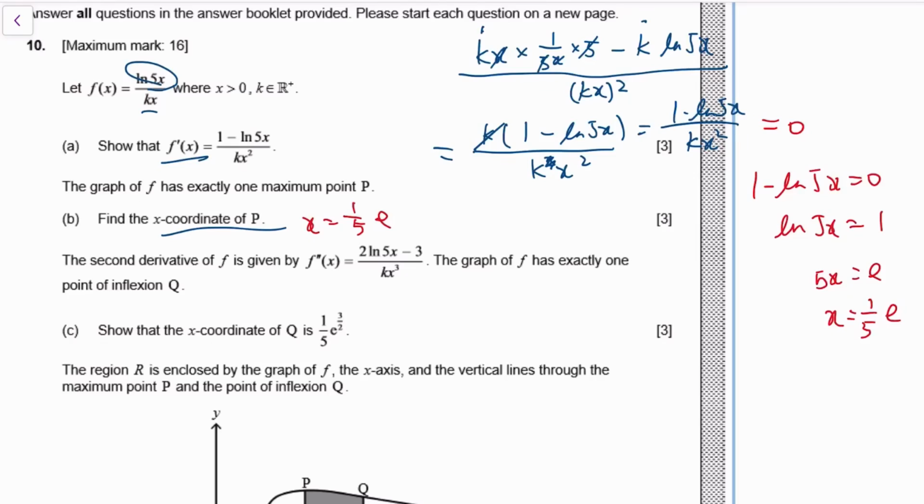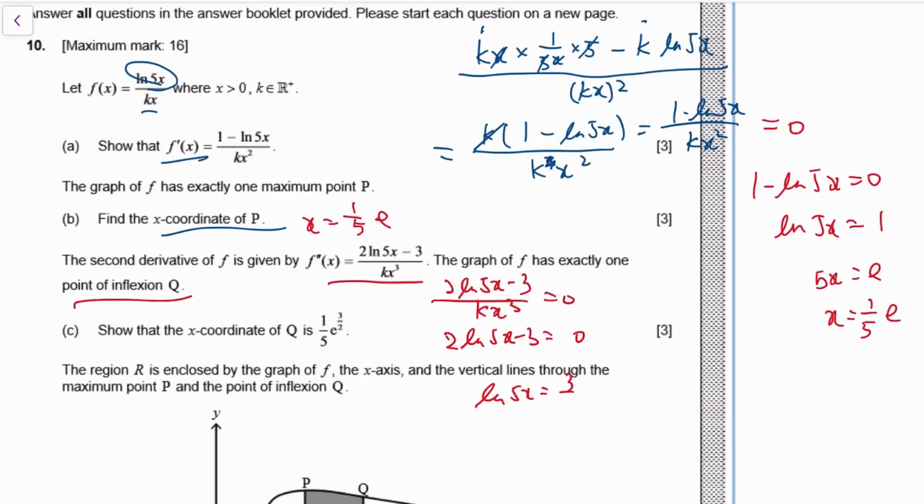Okay, the second derivative is given. And the graph has a point of inflection. Find the point of inflection. Similar stuff. You set the second derivative to be 0. Multiply the bottom to the other side. As you can see, since this question was also in SL, it is a very straightforward question. So x is 1/5 e to the power of 3 over 2.